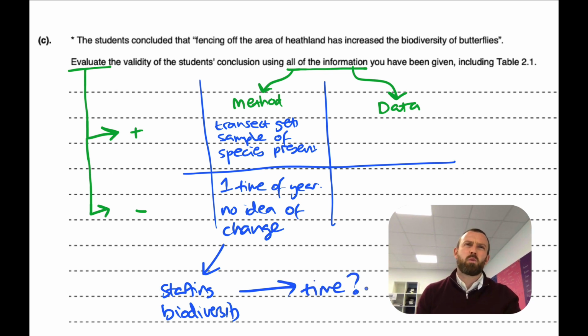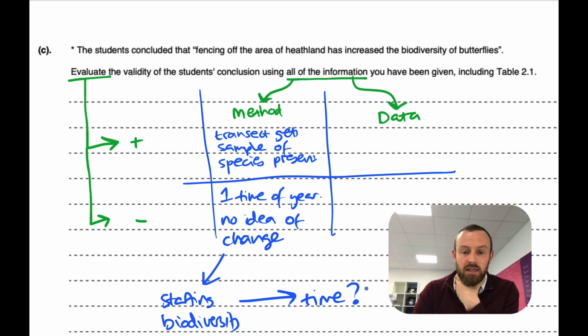Has it been fenced off for a week? And would we really expect that to improve the biodiversity? Or has it been fenced off for 10 years? In which case, maybe it has had an effect. So that's kind of stuff about the method. But what about the data? Let's go and look at the data.